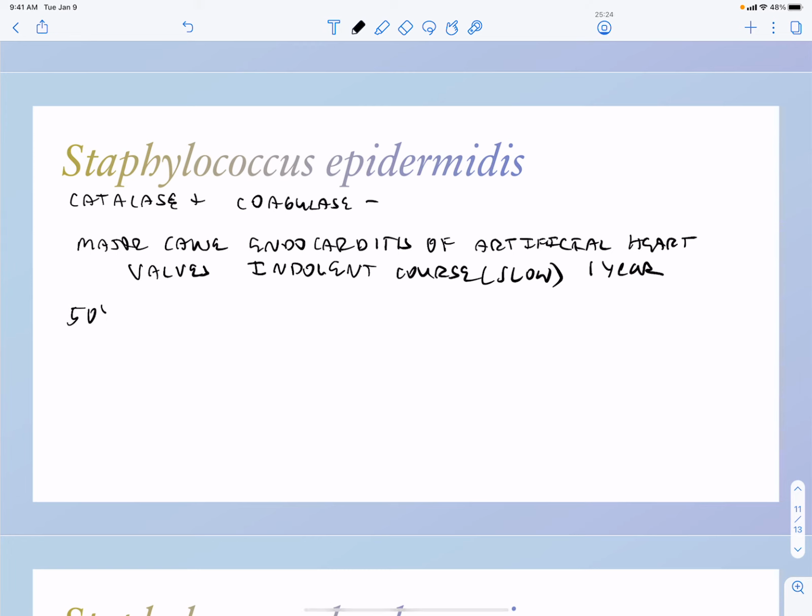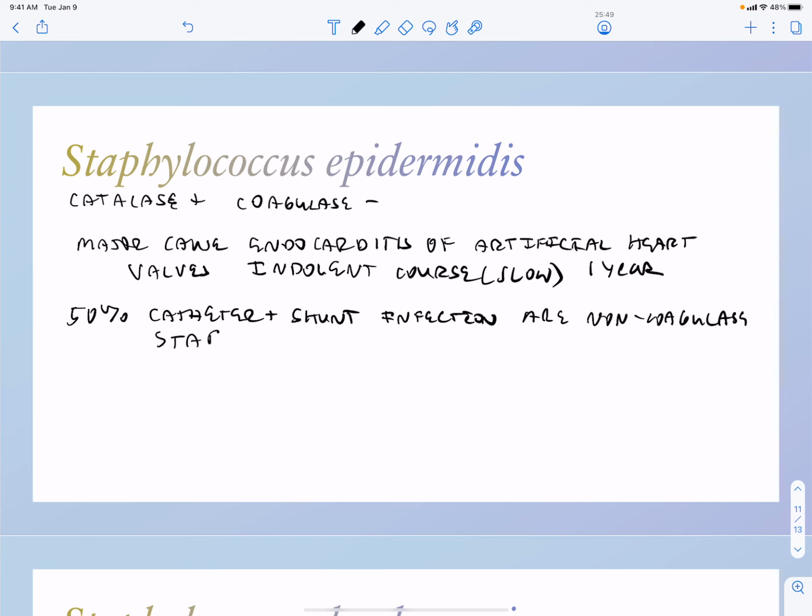Again, more than 50% of all of our catheter and shunt infections are going to be a non-coagulase staph. And it makes sense because we're all colonized with staph, so the introduction of staph into patients who are getting these instruments put into them in the hospital, the likelihood of transmitting staph versus anything else is pretty high.